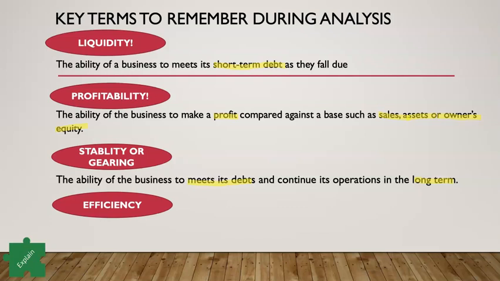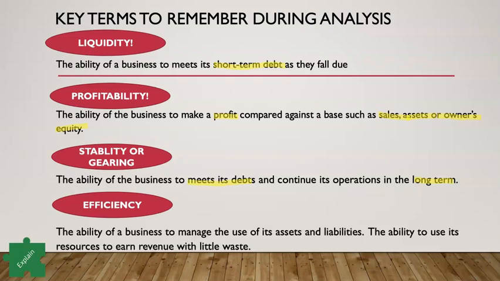And finally, how efficient are we? Do we have an ability to manage the use of our assets and liabilities? Can we use our assets and liabilities to earn revenue with little waste? So if you see these key words, you know what to talk about and what to focus on. And when we do some analysis later, these are some of the keywords that we will talk about. And in future chapters, you'll get more and more tools to discuss these terms.